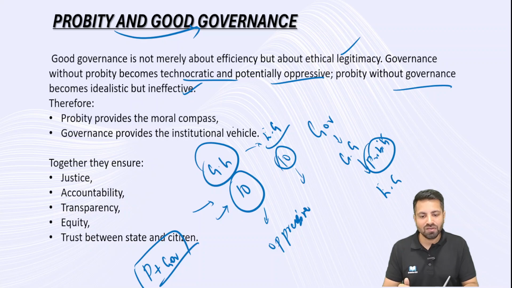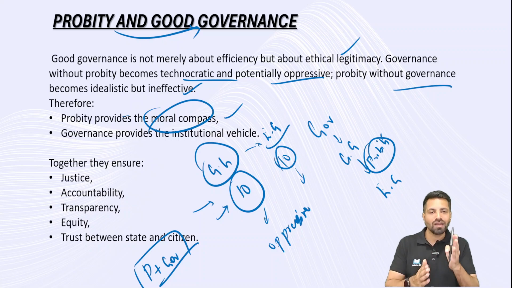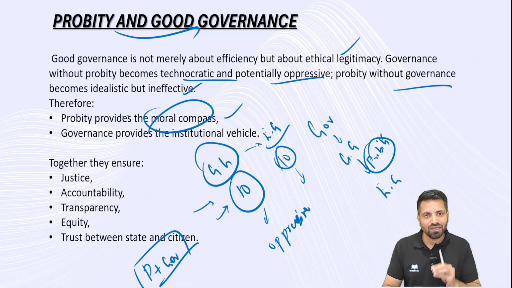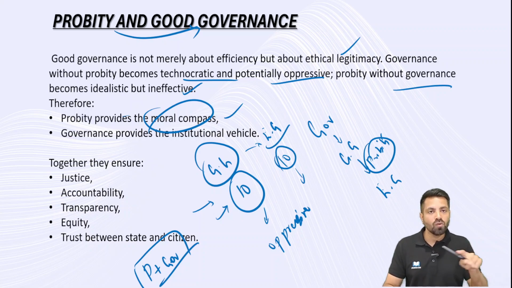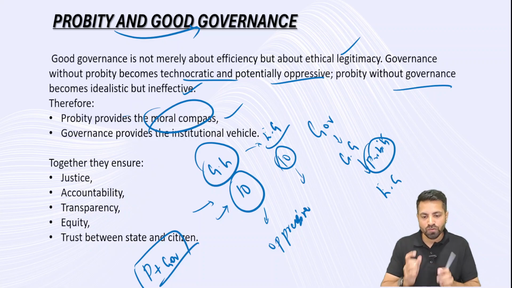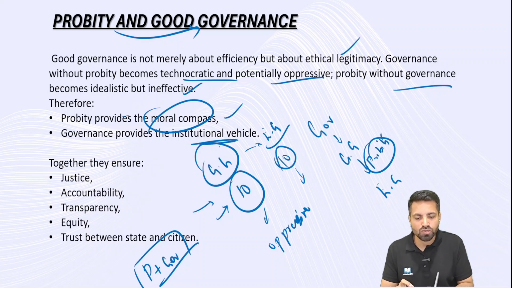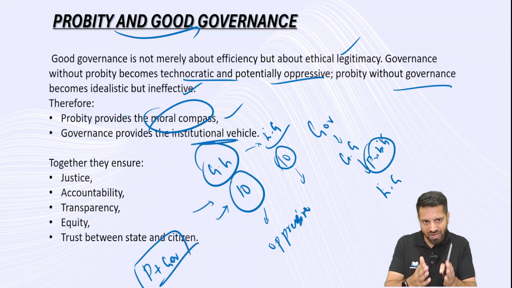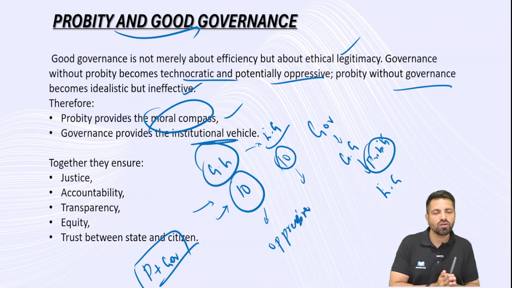So probity gives a moral compass. Moral compass is nothing but the direction. It shows you the right direction. When you are in an ethical dilemma, there is a conflict of interest, probity tells you what to do at that junction, what decisions you have to make. It gives validation for your decision making. So it provides the institutional vehicle. Probity tells you what to do and what not to do, what is right and what is wrong, and based on that you can take a decision.